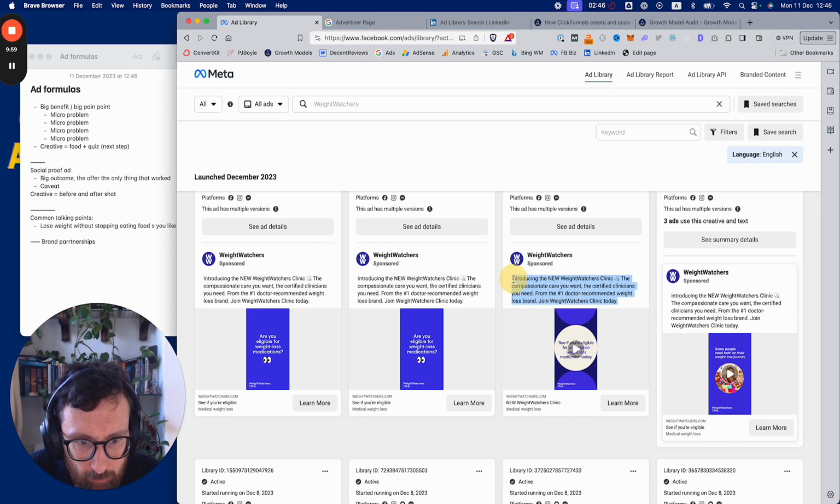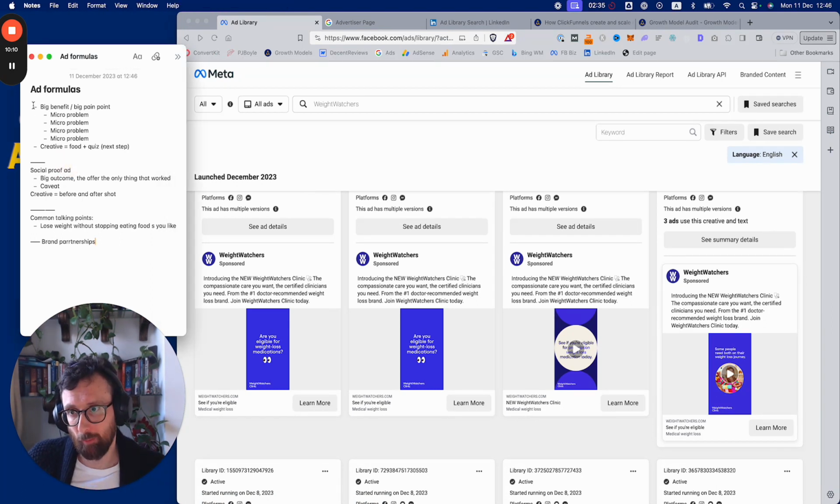Terrible ad. It doesn't tell me what it does for me. Don't care. But anyway, story for another day. So you want to do that, and you want to look for the common formulas like this that are being used, but you want to try and fill in all of this information about the micro problem, the big benefit, big pain point, the creative.